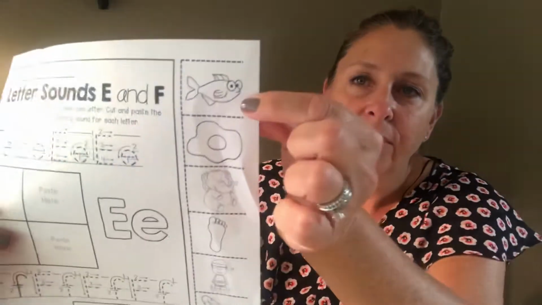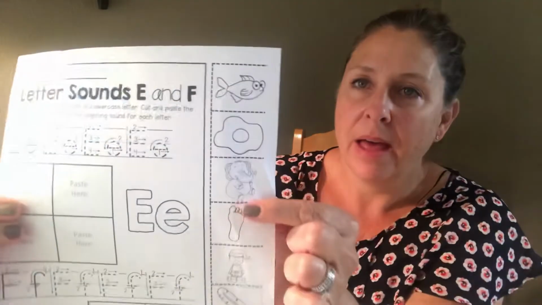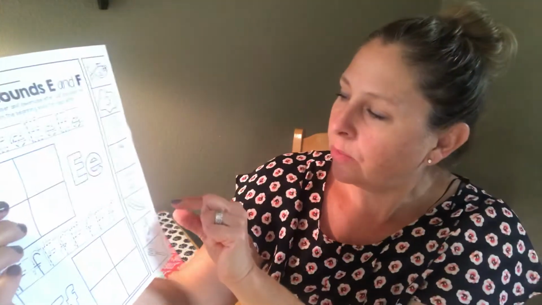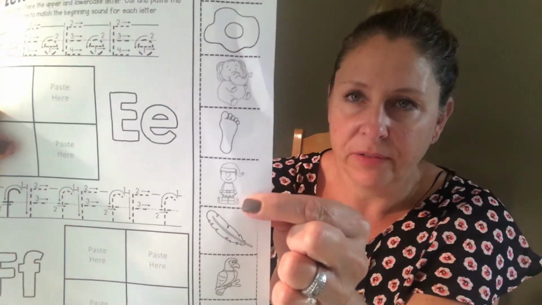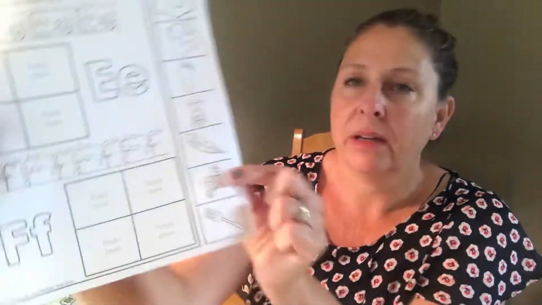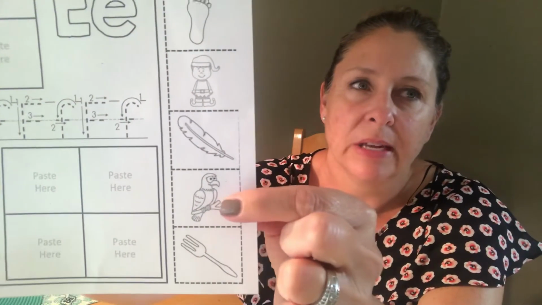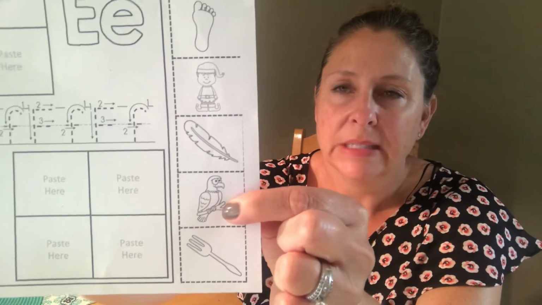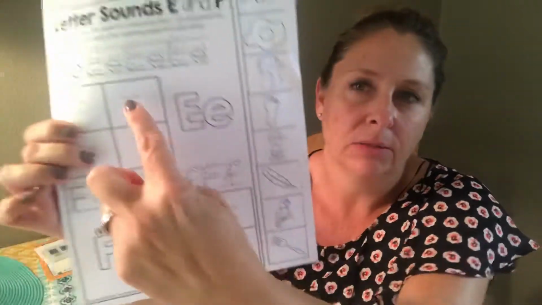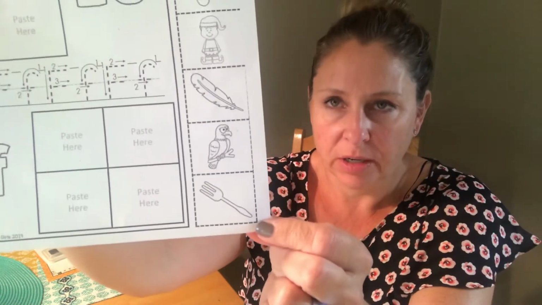So we have fish, egg, elephant. We have a foot. We have an elf. We have a feather. We have an oh, this one's interesting because this one starts like the letter's name. So this is an eagle. So hopefully you're hearing E for eagle. So we'll put eagle over in the E section. And then the last one is the fork.